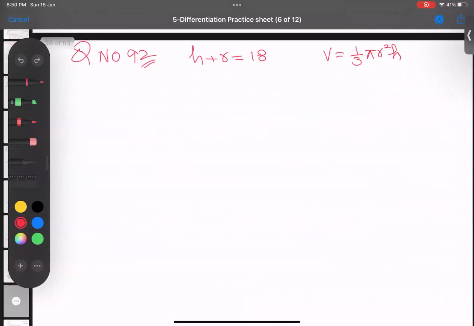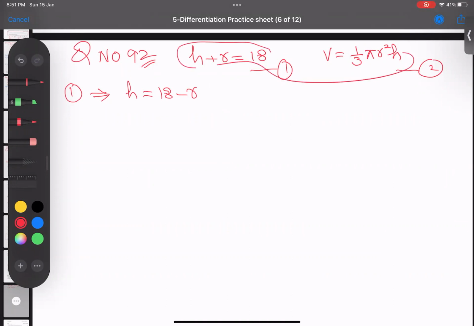First of all, equation number one and equation number two. Equation one gives us, simply, H as the subject: 18 minus R, and this value of H I will replace there. Whenever we have more than two equations given, we have to eliminate one variable, depending upon the demand of the question. So I am going to put this value into equation 2.